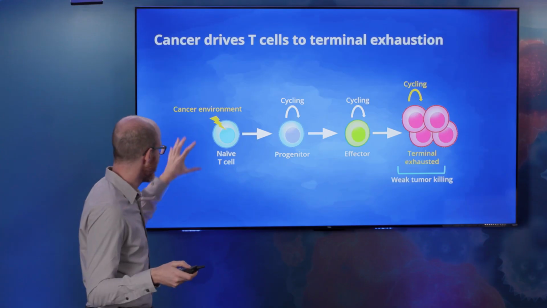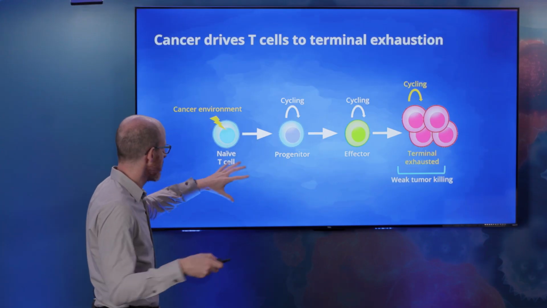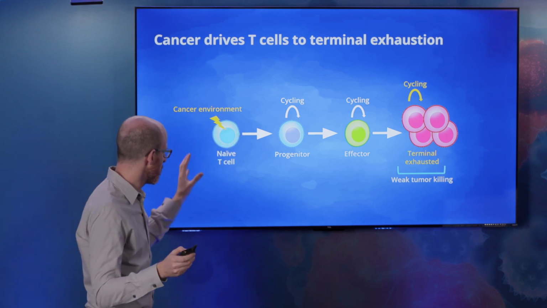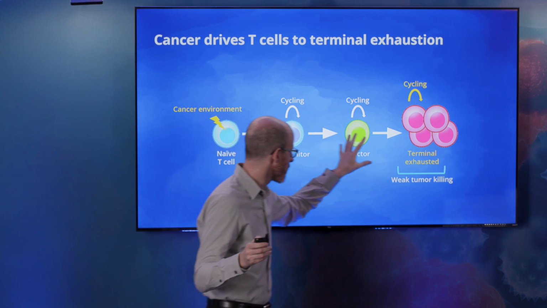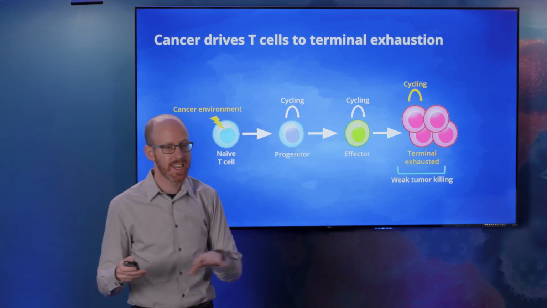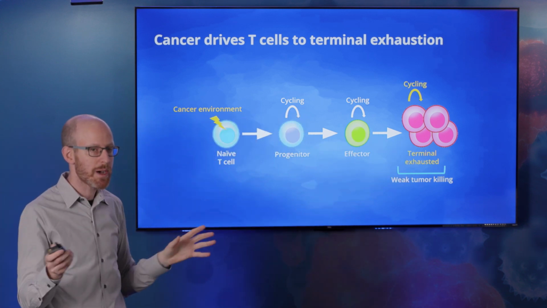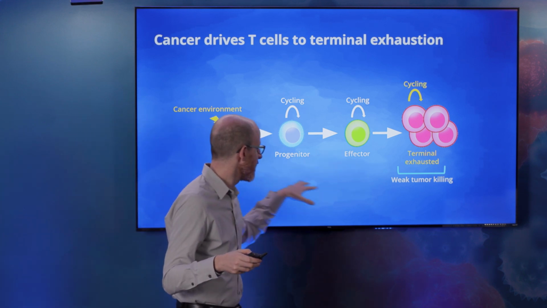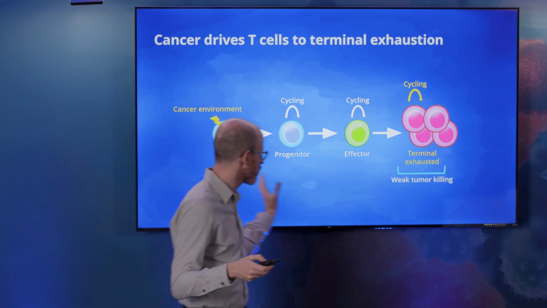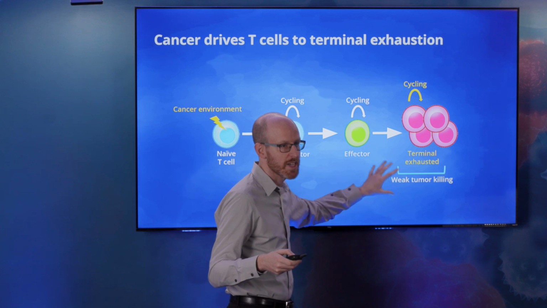So what's happening in the cancer environment, again, is that there's something about the cancer and the surrounding tissue environment that's pushing cells away from the progenitor states and these effector states and forcing them into this terminal exhausted T cell state. And so you can think about this as a distribution, right? The T cells can be in any of these states, but in the cancer environment, there's a strong push to be in the terminal exhausted state.